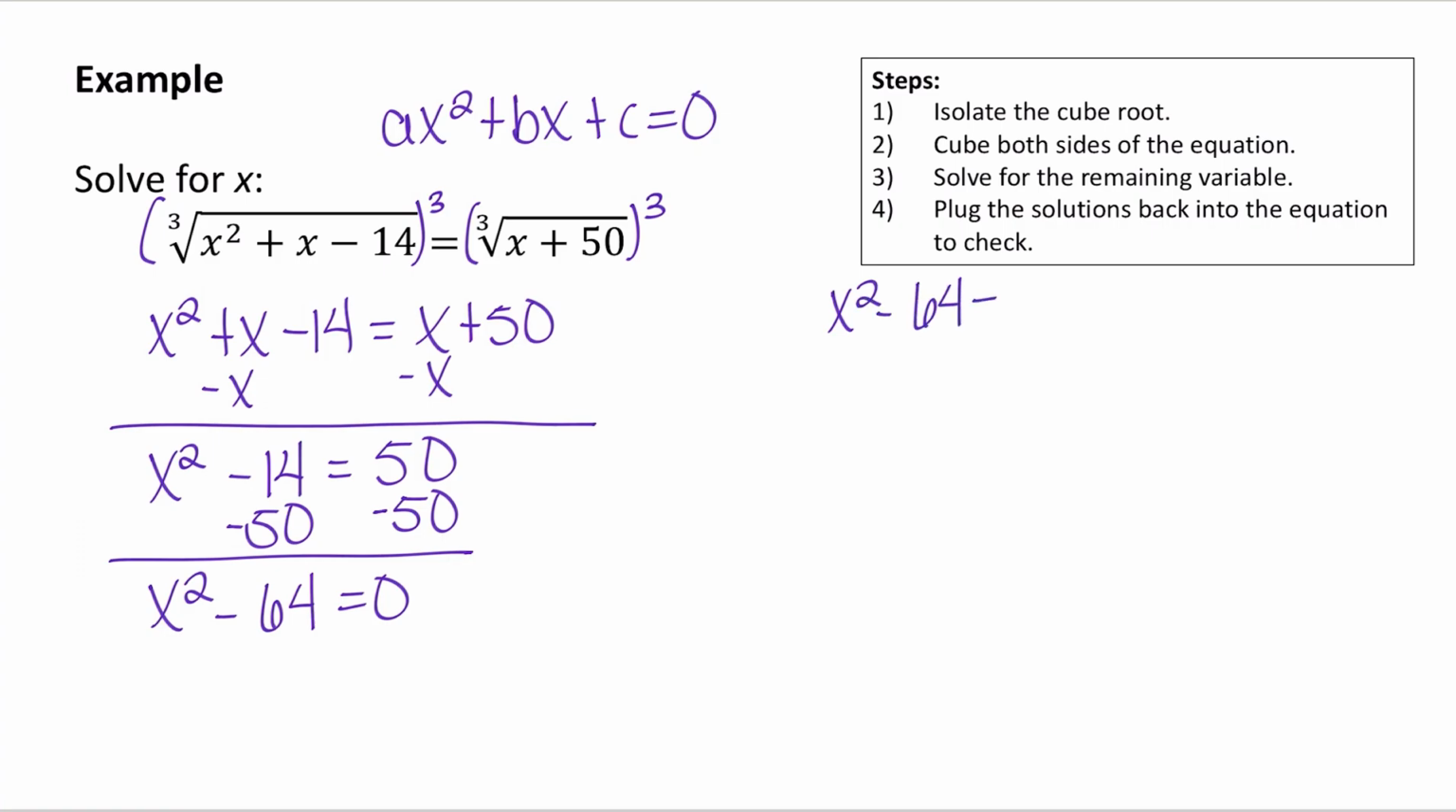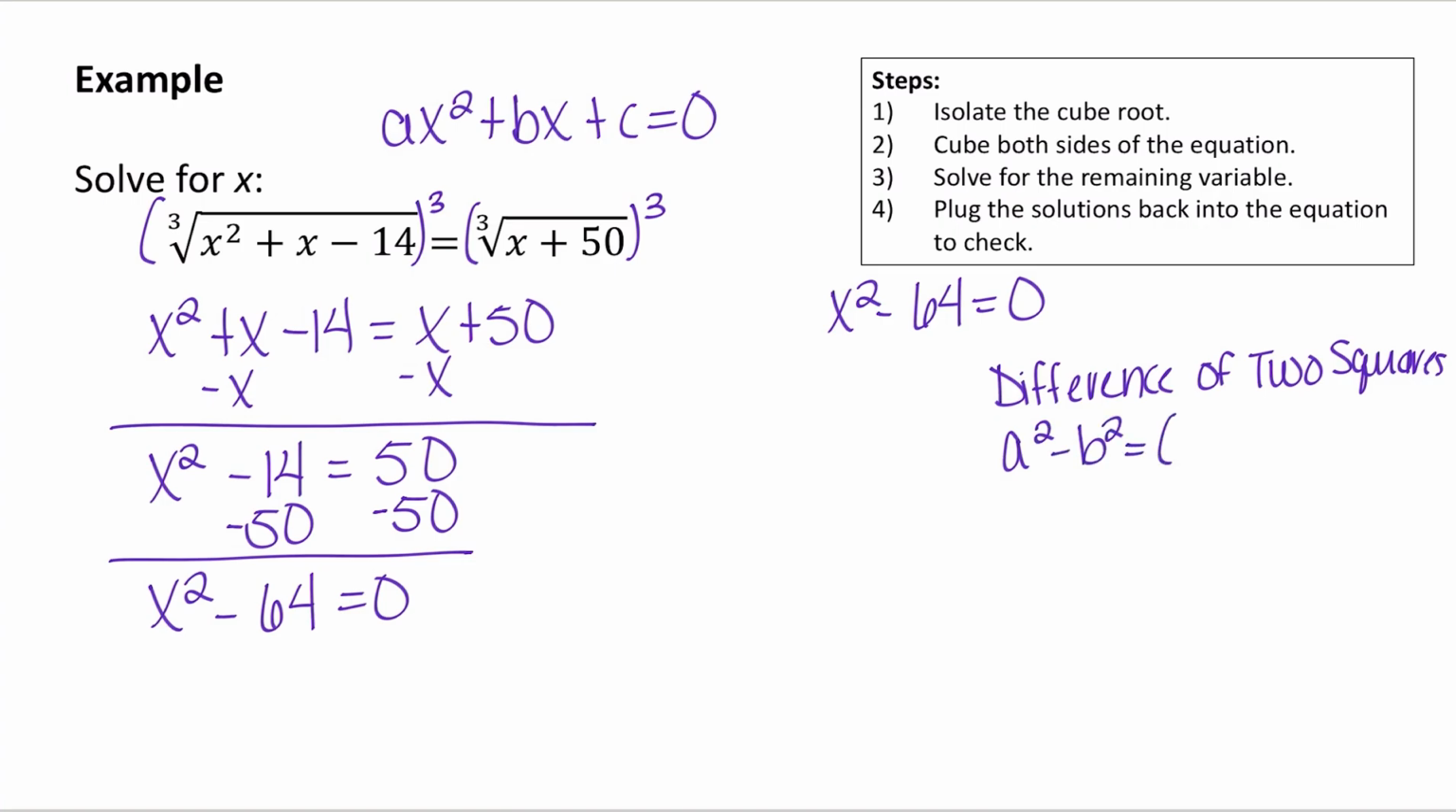I'm going to remind you of the difference of two squares, which is a factoring property that we used. Remember that told me that whenever I had something that looked like a squared minus b squared, I could factor that as a plus b times a minus b. Well, notice I have x squared minus 64. So I can actually write that as x squared minus, and then 64, remember, is 8 squared.